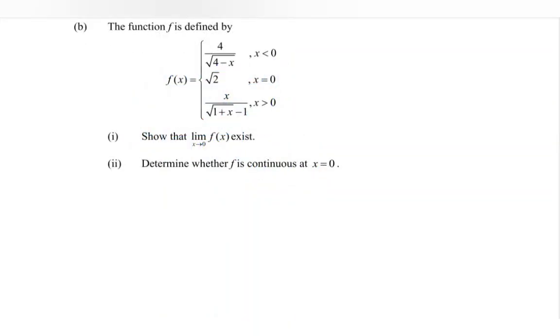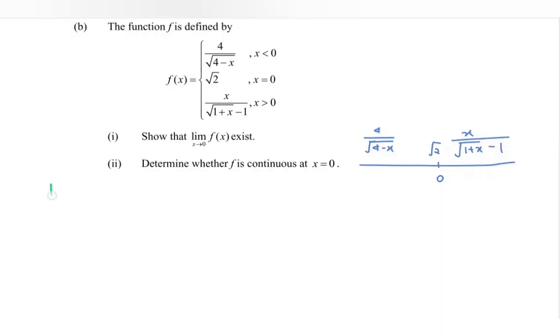Next, referring to B. The function f is defined by the function given where we have the piecewise function. So my suggestion would be to illustrate it on a real number line where we have the 0. So on the left, we have 4 over square root of 4 minus x. On the right, we will have x over square root of 1 plus x minus 1. So next, focus on the questions.